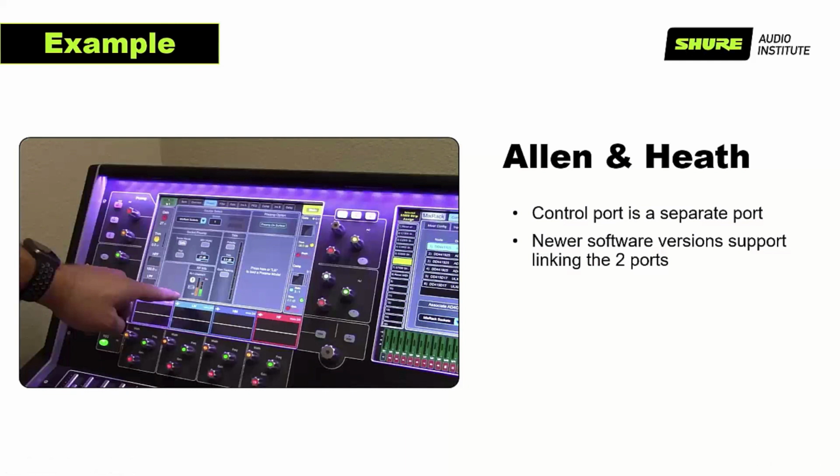If not, some tips and tricks that I've heard from the field is people who leave their Dante cards in switched mode and put a small network cable between the control port from their desk to the secondary port on the Dante card, and that will physically connect the two interfaces together if you don't want to do it in software. So that's one of the options you can do.